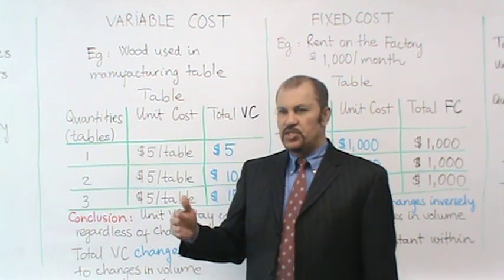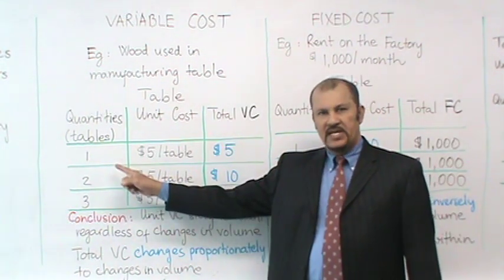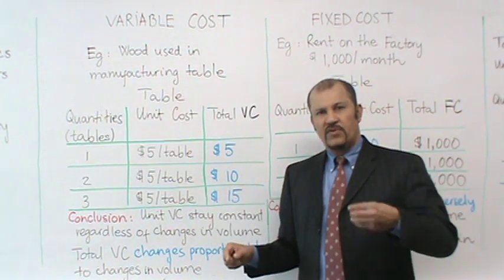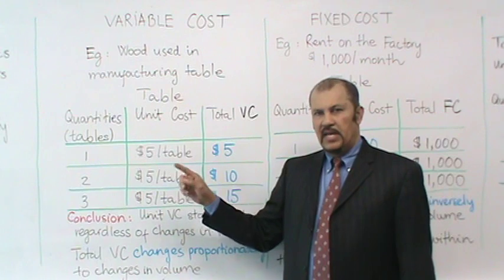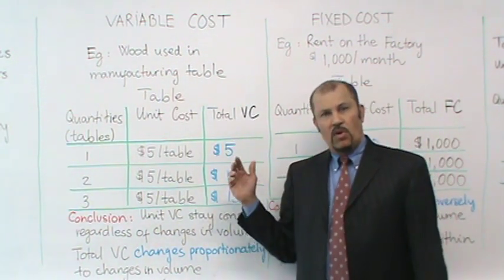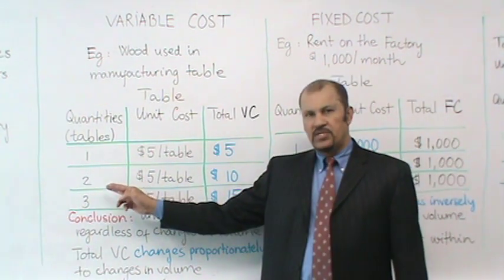So based on this information, let's go through the table that I have prepared for you here. If we manufacture one table, the unit variable cost, that is the amount of wood per unit, per table, would be $5. And the total wood cost for one table would also be $5. But look what happens when we go and manufacture two tables.